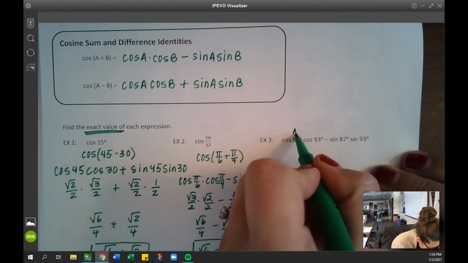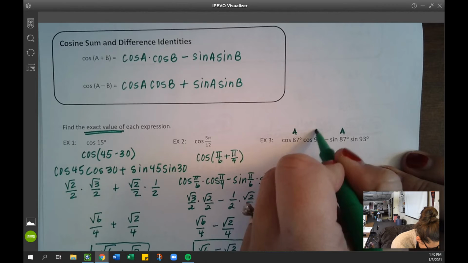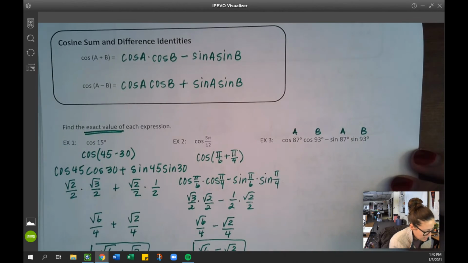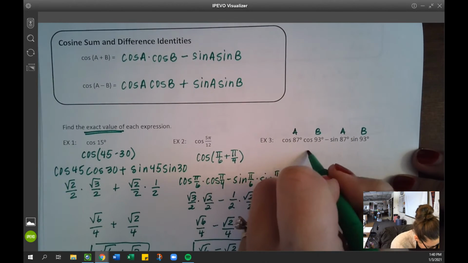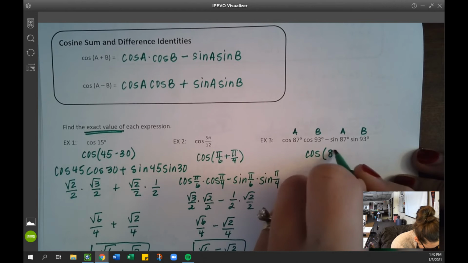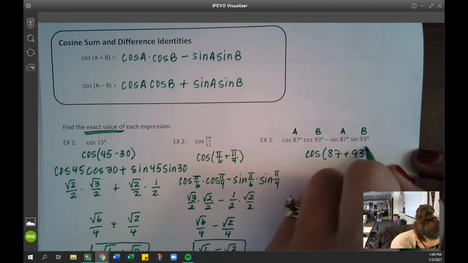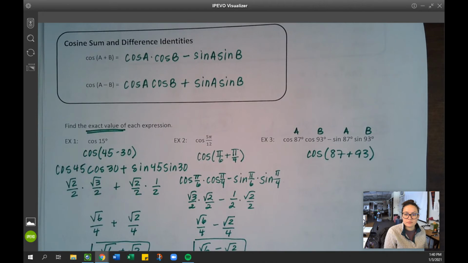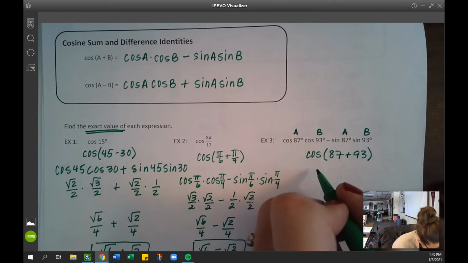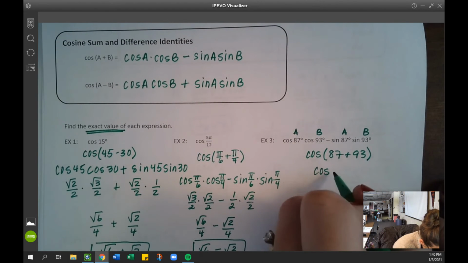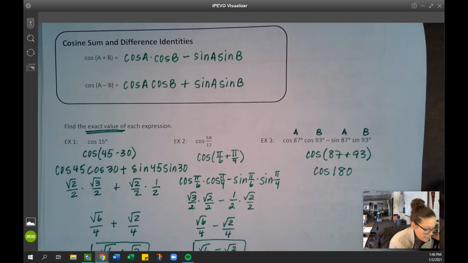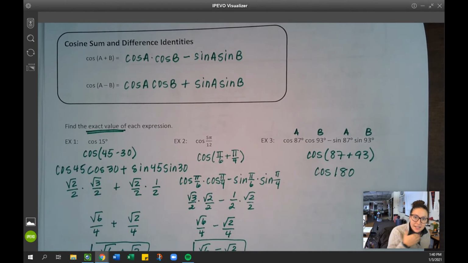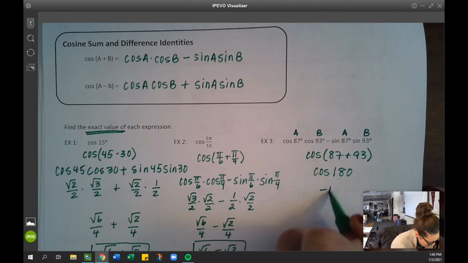Well, A is 87 and B is 93. So this is equal to the cosine of 87 plus 93, which is 180. And that is an angle that we do know how to find the cosine of, and it's -1.